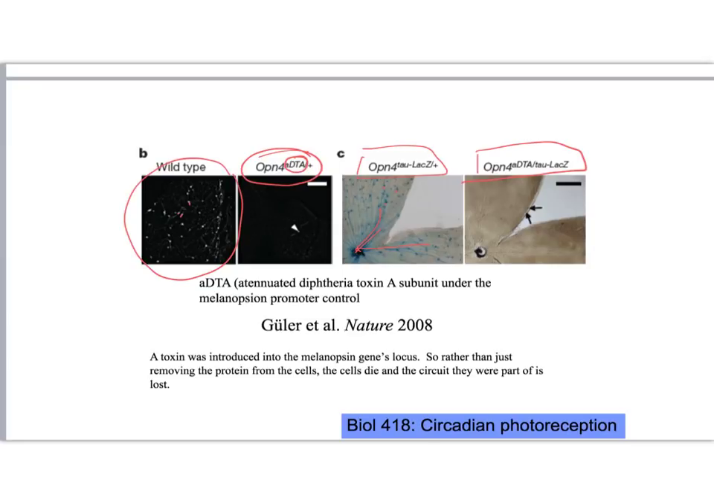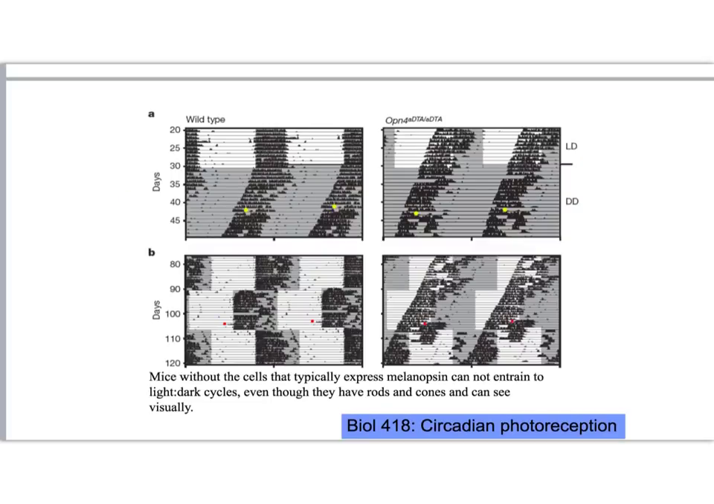Okay, and the question is, can these animals carrying retinas without melanopsin neurons be entrained to the light dark cycle? And the answer is no. This is quite amazing because these animals, so again, wild types, these are the animals that have no melanopsin and no rods and cones that we've already talked about, and below are the animals that have no melanopsin cells.